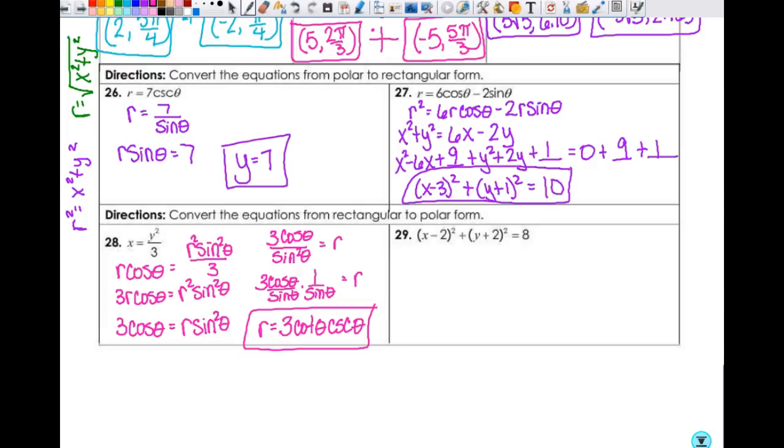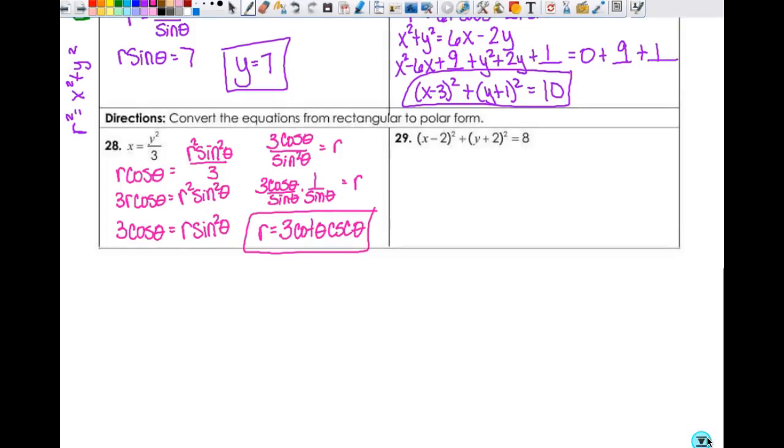All right, number 29. So I need to square all this out here. When I square this, this becomes x squared minus 4x plus 4 plus y squared plus 4y plus 4 equals 8. So if I subtract 4 from both sides, I'm going to get x squared minus 4x plus y squared plus 4y equals 0. Then I'm going to substitute in r cosine theta for x and r sine theta for y.